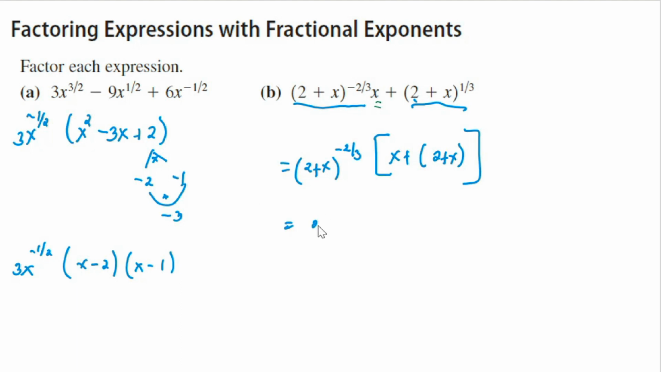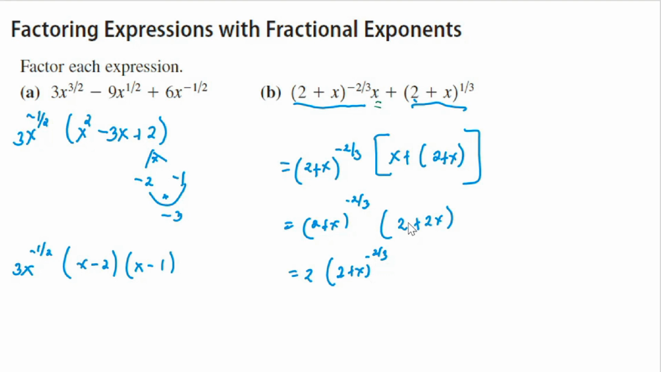So we can write now (2 plus x) to the power of negative 2/3 times, we are going to write it now, we have x plus 2 plus x. So we have 2 plus 2x. Or we can factor this one. We have now the common factor of 2 plus 2x, which is 2. I will write here 2, and then I'll copy this one, (2 plus x) to the power of negative 2/3.